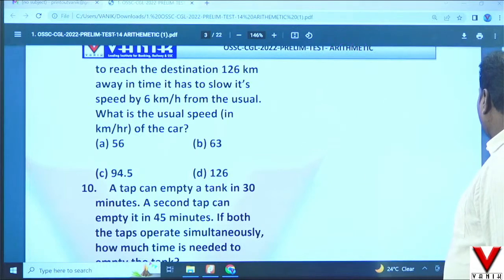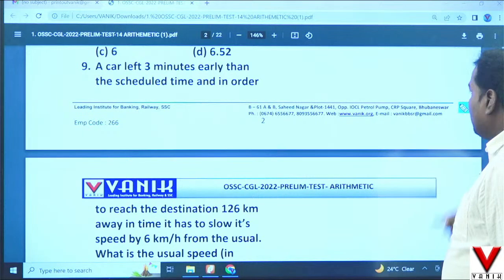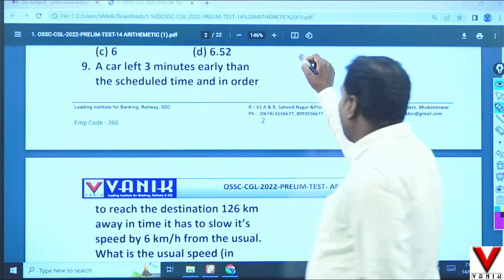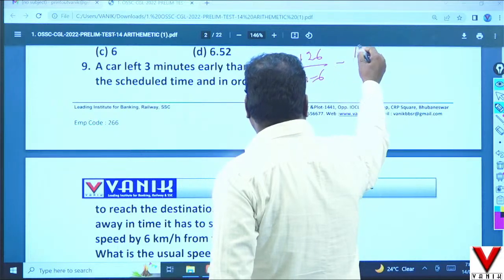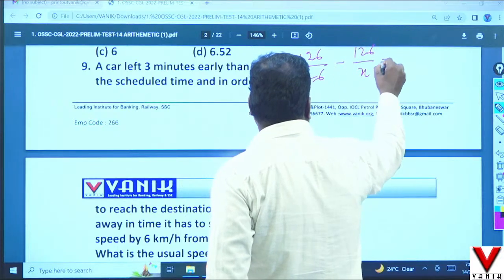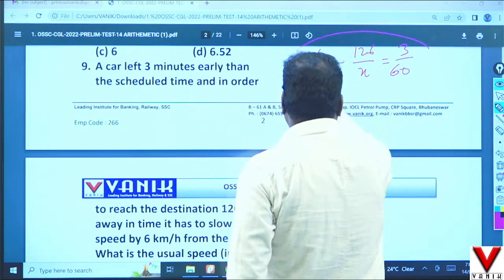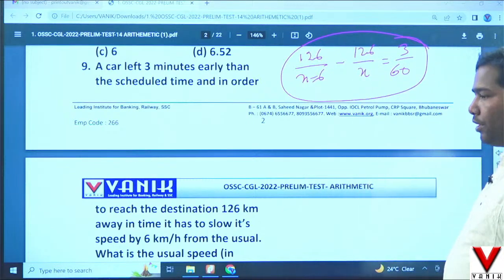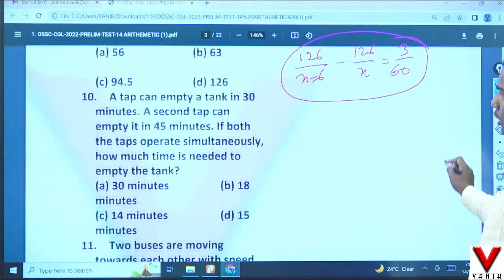If you solve these questions in the traditional concept, then you can write here, suppose distance is 126 km. Then I can write 126 divided by (x minus 6) minus 126 divided by x is equal to 3 minutes. 3 minutes means 3 by 60. If you solve this, then you will get the value of x. So x is equal to 126 km. Come to the next number, question number 10.